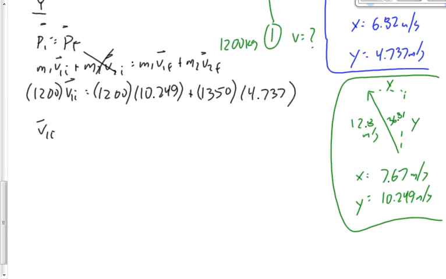Who's got a value for that? Andy, you get that one too? 15.9 meters per second. All right.